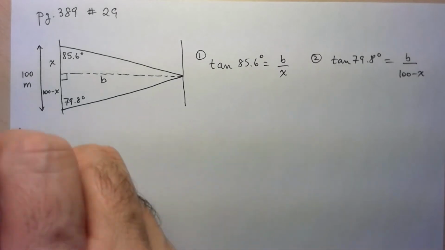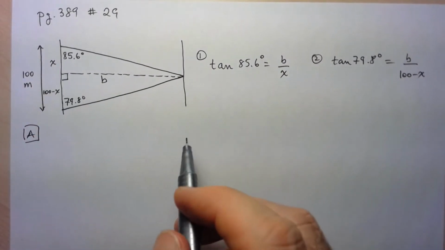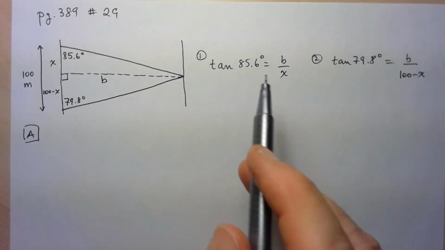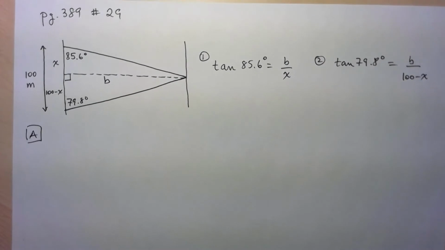So we'll call this option A. The way to avoid losing too much accuracy is to always keep 4 decimal places when you're working with a trig ratio.